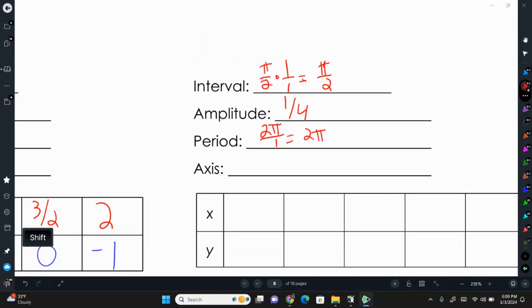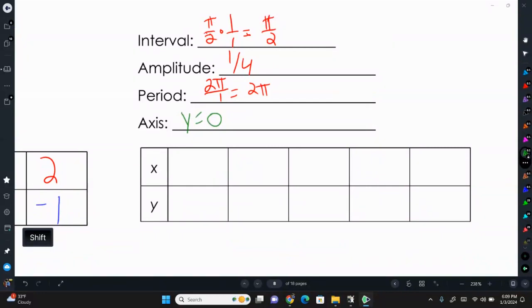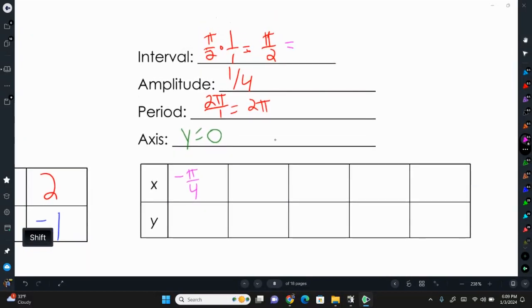Now we are shifted, on our axis y equals 0. We don't have a plus or minus anything. We are shifted to the left pi over 4. So for our table, we're going to start at negative pi over 4, and then we're going to add pi over 2 each time. Now pi over 2 is equal to 2 pi over 4, so we're going to add that each time. So negative pi over 4 plus 2 pi over 4 gives you positive 1 pi over 4. Then we have positive 3 pi over 4, 5 pi over 4, and 7 pi over 4.